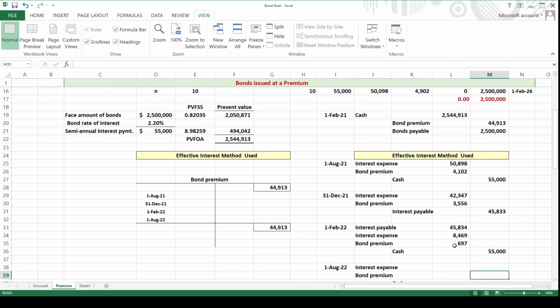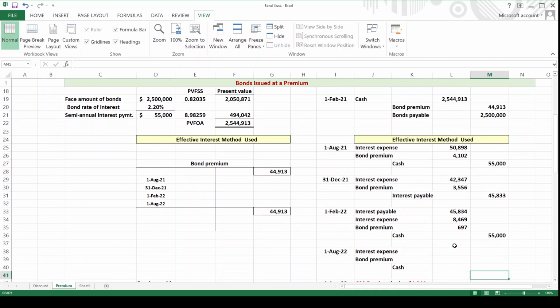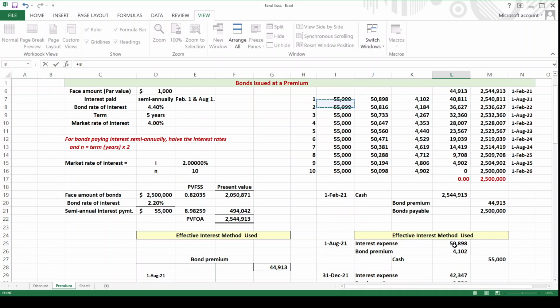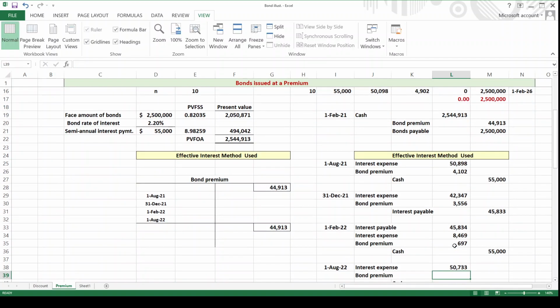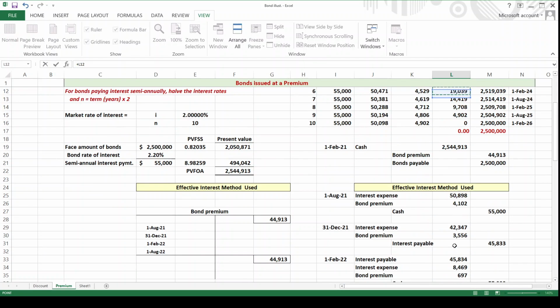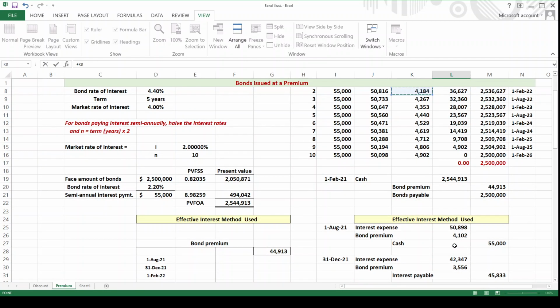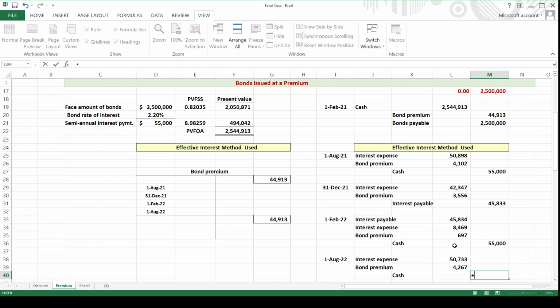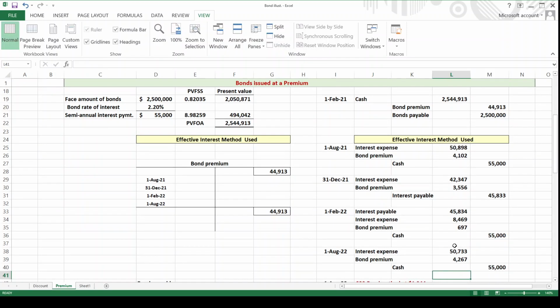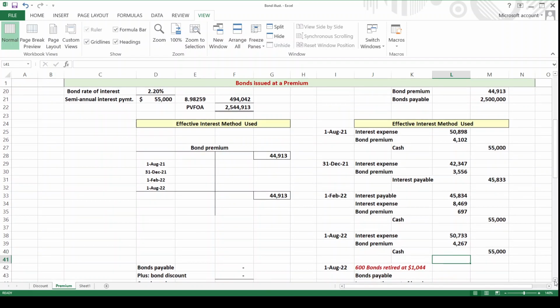Okay, next on the hit parade, the third interest payment, we go to the third interval. It's over here. We pick up the expense. We pick up the premium. And we pick up the cash. And it looks like we don't have any rounding problems here, so we're good to go. All right. Here's our next entry.